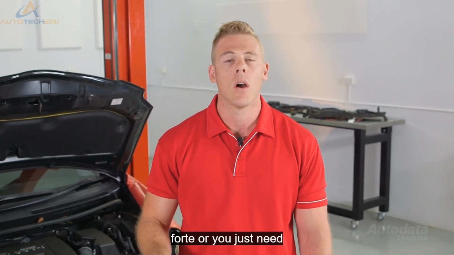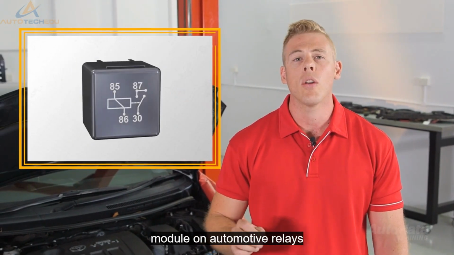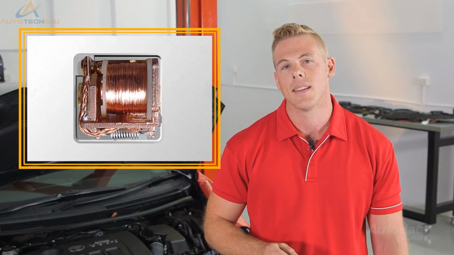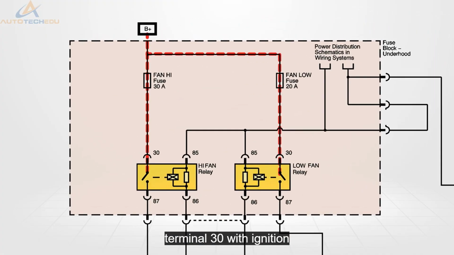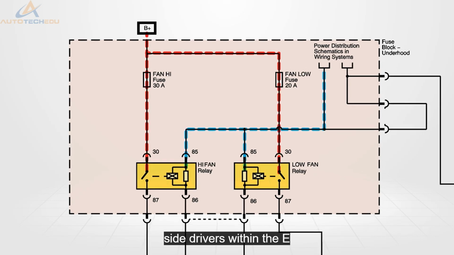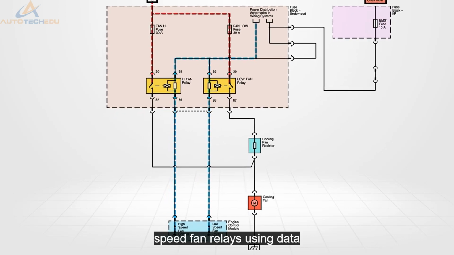speed operation. If relays aren't your forte or you just need a quick refresh, please watch our in-depth module on automotive relays. Looking at this schematic, battery voltage is supplied to terminal 30 with ignition voltage supplied to terminal 85 of both high and low speed fan relays. Low side drivers within the ECM are used for control of the low and high speed fan relays.